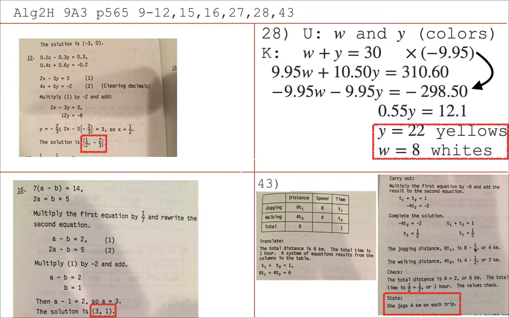So the time is going to be 1/2. T1 and T2 are both 1/2 of an hour. Notice that these are all in kilometers and hours and kilometers per hour.